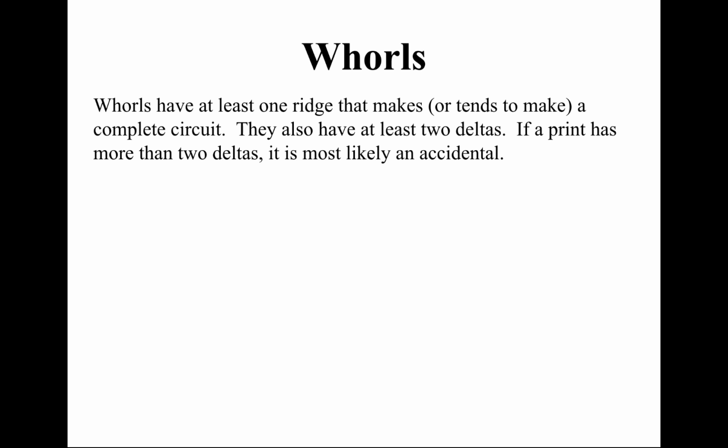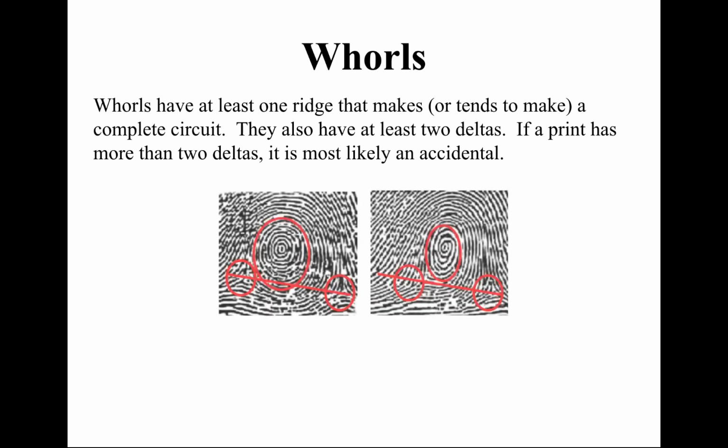Whorls. All right, so whorls are going to have at least one ridge that makes a complete circuit. So a complete circuit, think of a circle, a full circle. And they need to have at least two deltas. If it has more than two deltas, it's going to be an accidental whorl. So I've got two different prints shown here.